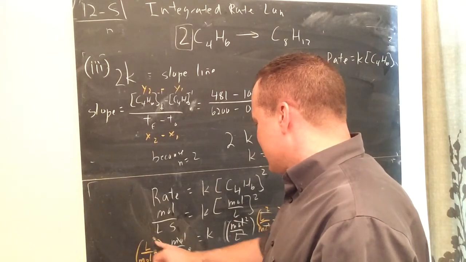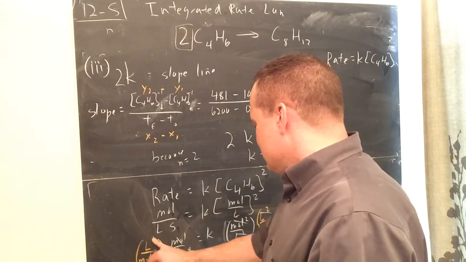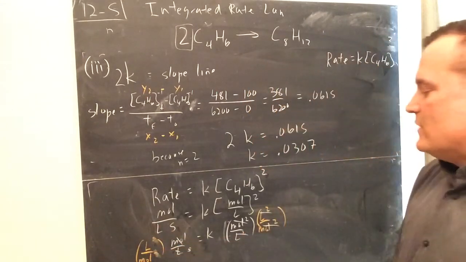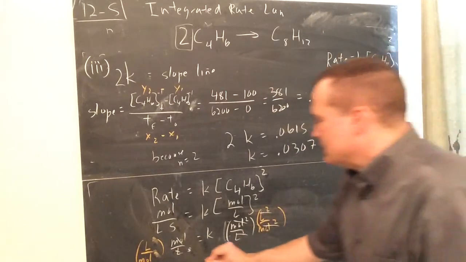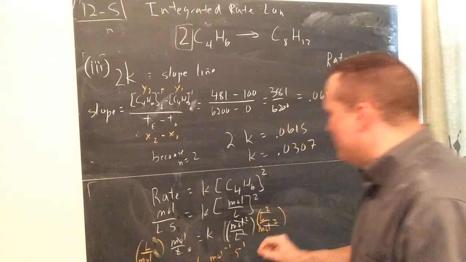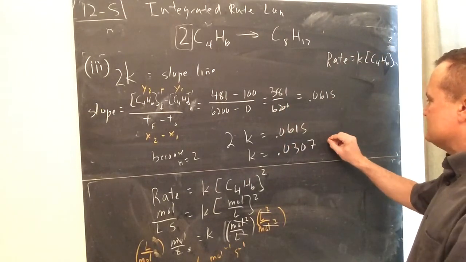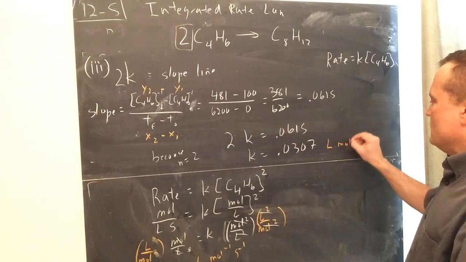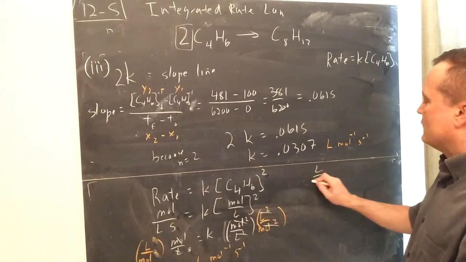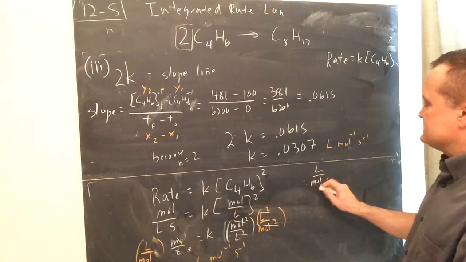Yeah, liter cancels out. That liter cancels. The mole on the top, one of those cancels. So it's liter over mole second. That's the unit. Liter, mole -1, second -1. Now, if you wanted to write liter over mole second, that's okay.